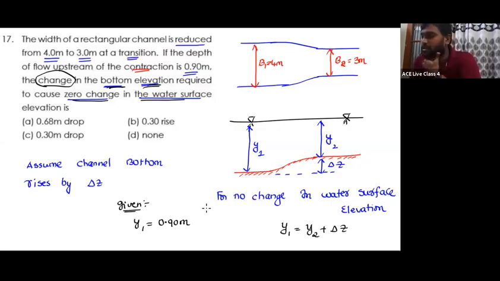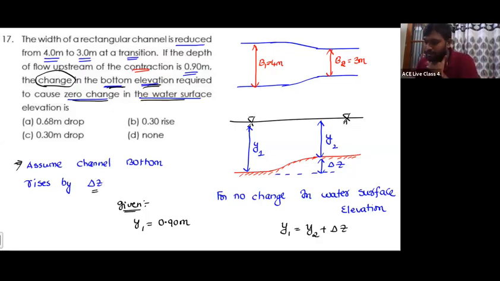In the given question, the width has been reduced from 4 to 3 meters, and for no change in the water surface, how much should the channel bottom change? As we don't know whether the channel bottom rises or drops, we assume the channel bottom rises by delta Z. If I get delta Z as positive after calculation, then the assumption is correct. If I get a negative delta Z value at the end, then the assumption is false.